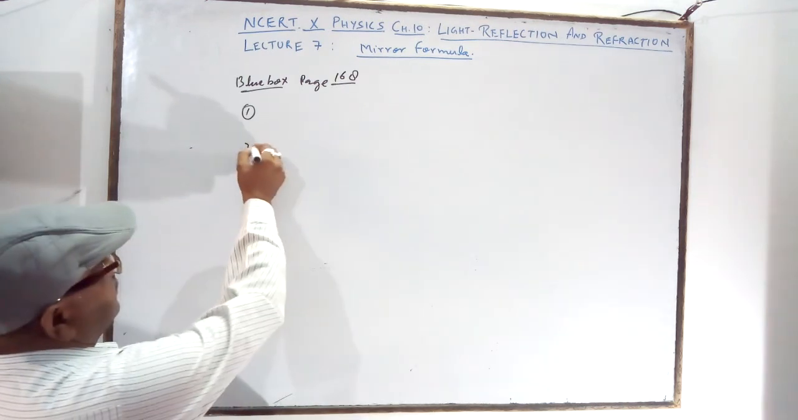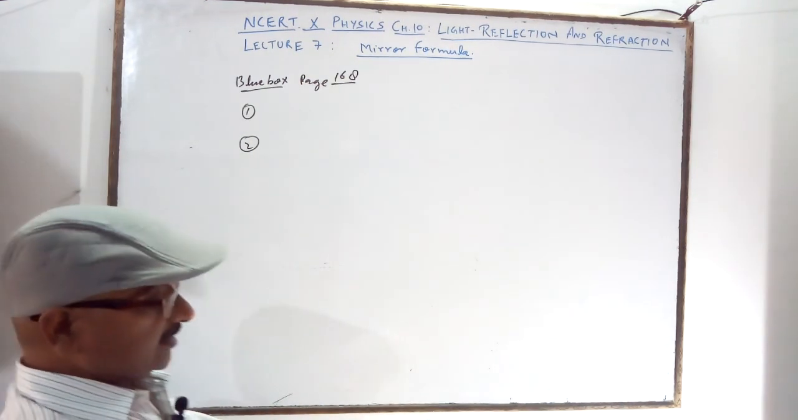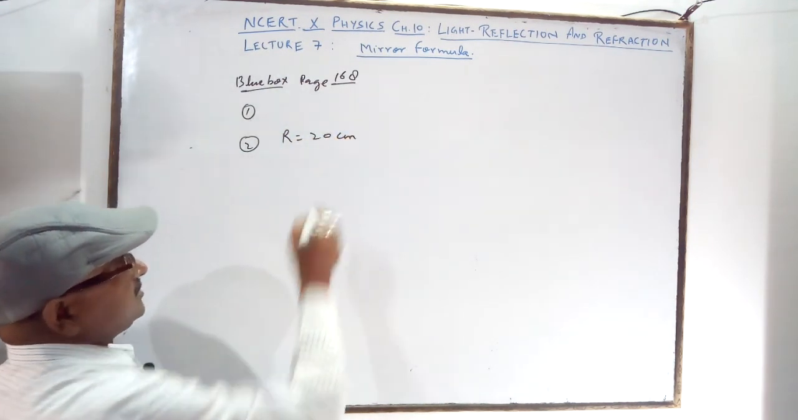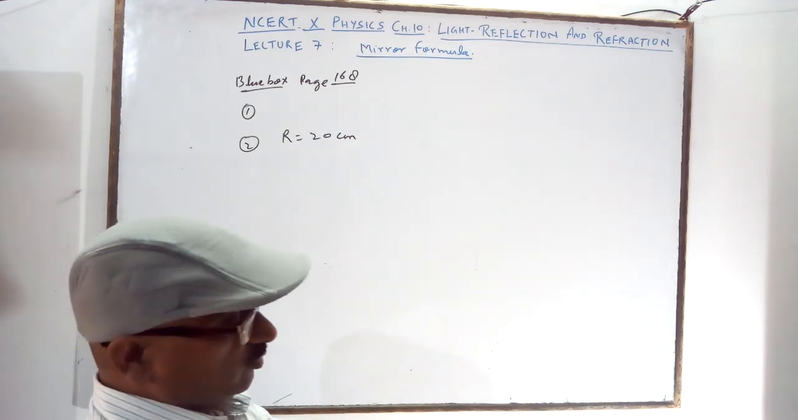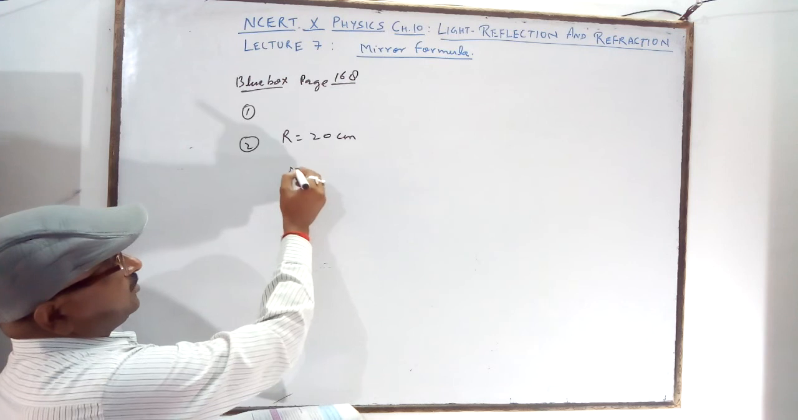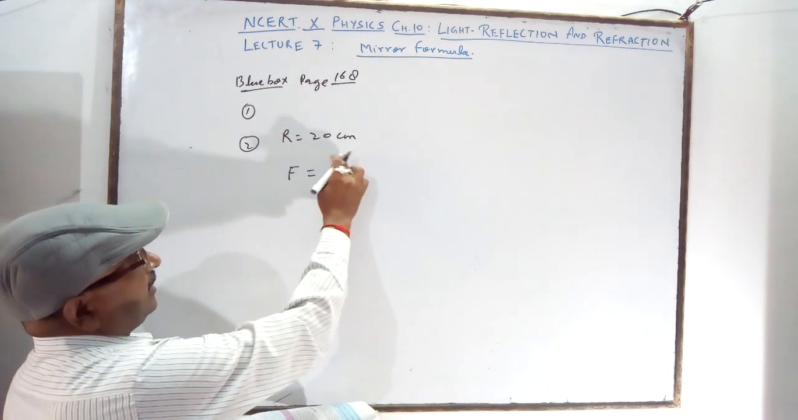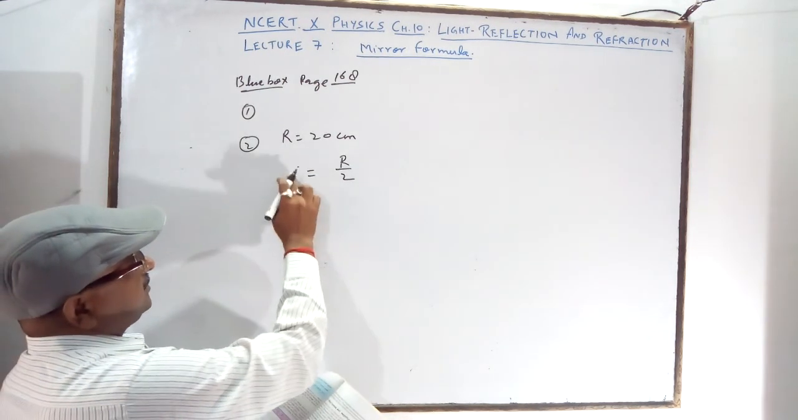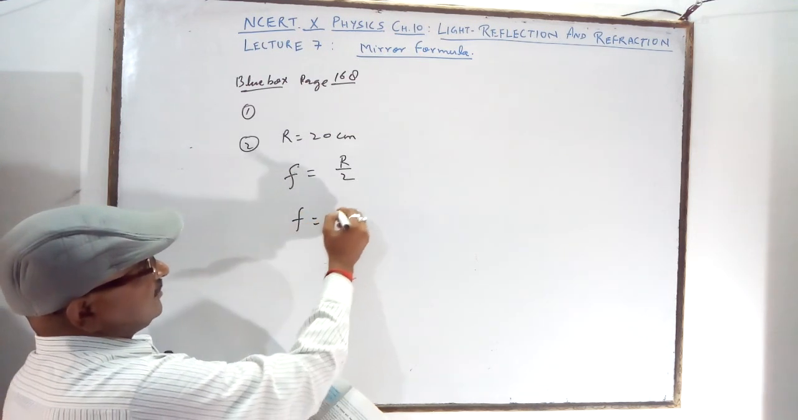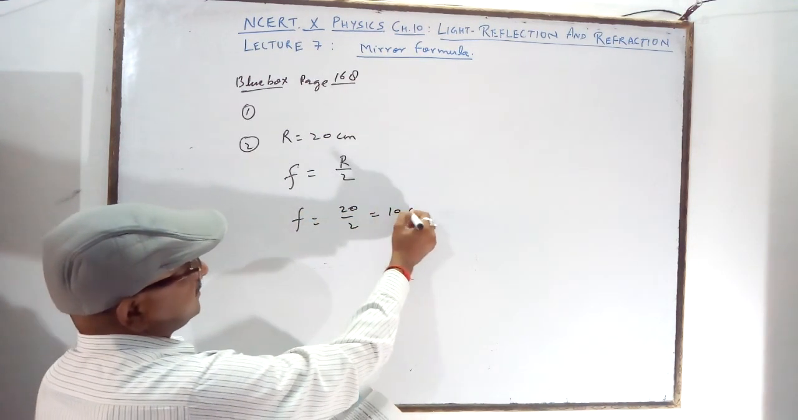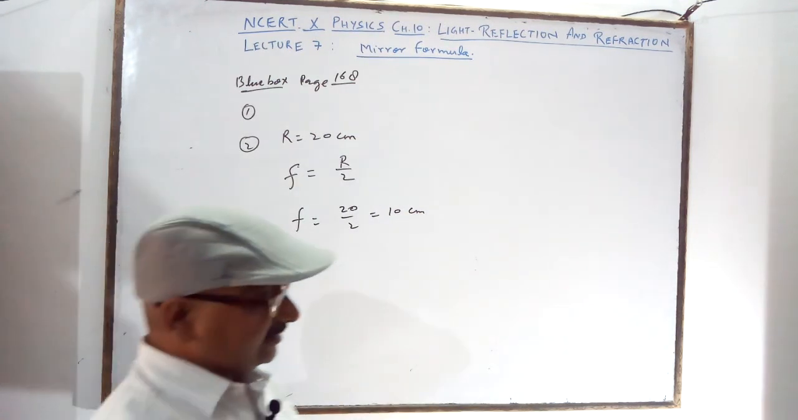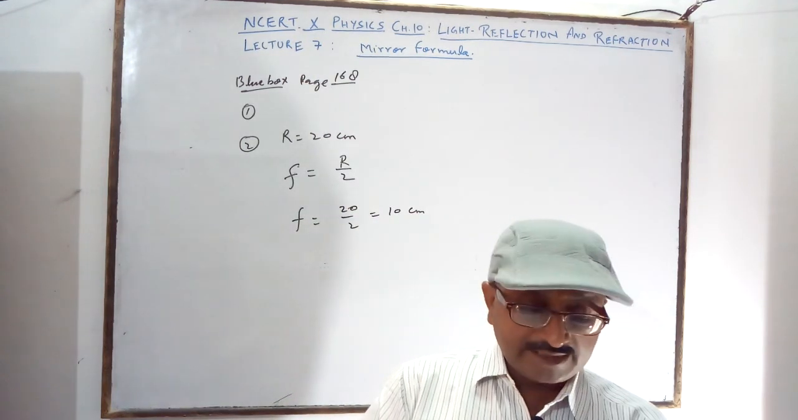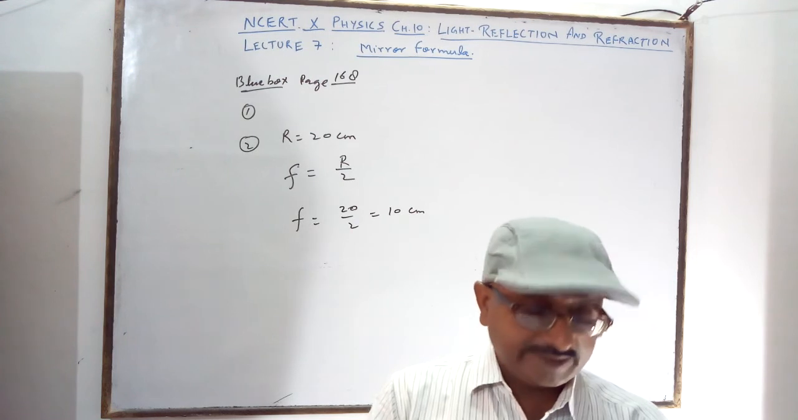Second question is given. The radius of curvature of a spherical mirror is 20 centimeter. So, what is its focal length? We know the relation between the focal length and the radius of curvature: focal length is half of it. Focal length you will indicate by small f. Small f is equal to 20 by 2, that is 10 centimeter. 10 centimeter is the focal length of the spherical mirror, whether it is concave or convex.